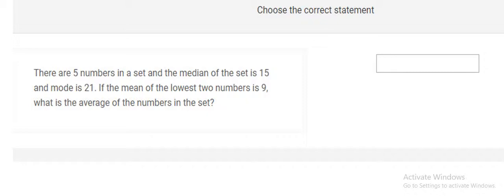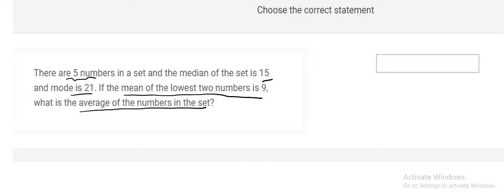We're going to solve a statistics problem, and let us look into the question. It says there are 5 numbers in a set and the median of the set is 15, mode is 21, and it's also said that the mean of the lowest 2 numbers is 9. What is the average of the numbers in the set?